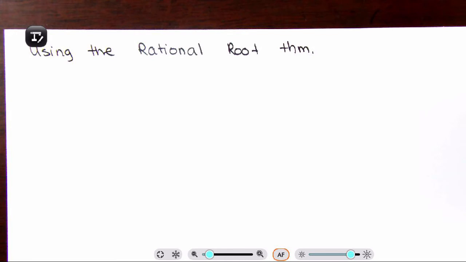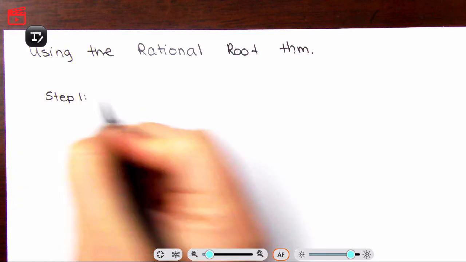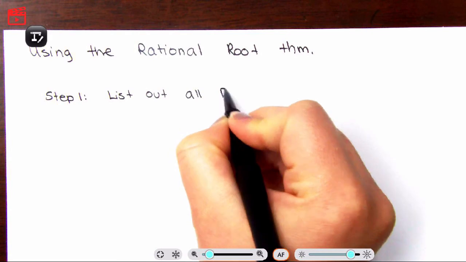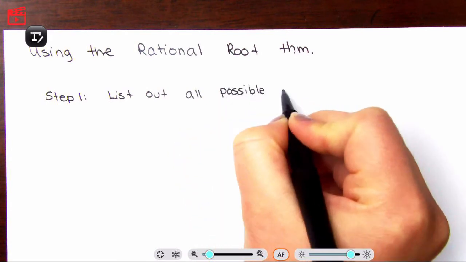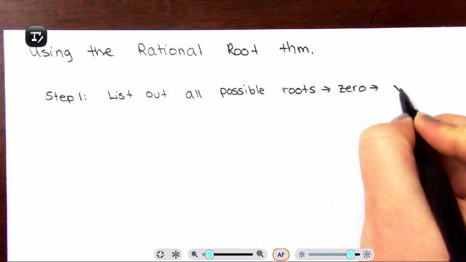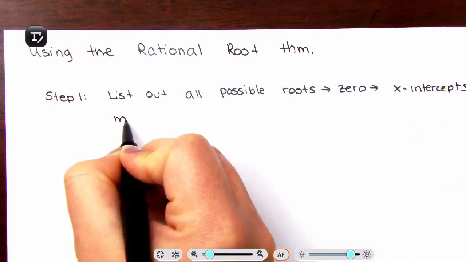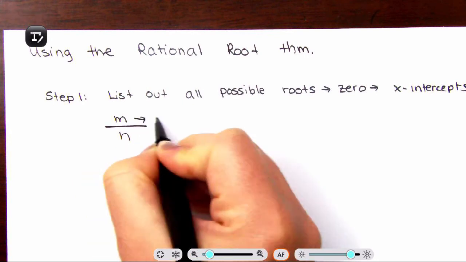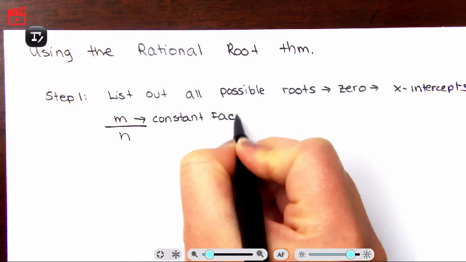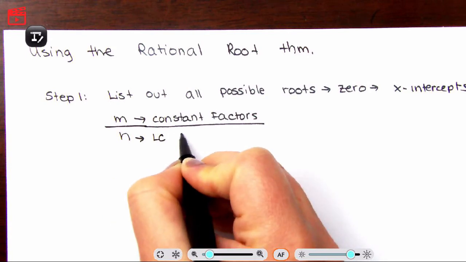So how do we use the rational root theorem? Step number 1 is list out all possible roots. Now roots are the same as zeros, which are the same as your x-intercepts. And how do you do that? You're taking your m over your n. Your m is your constant factors, and your n are your leading coefficient factors.